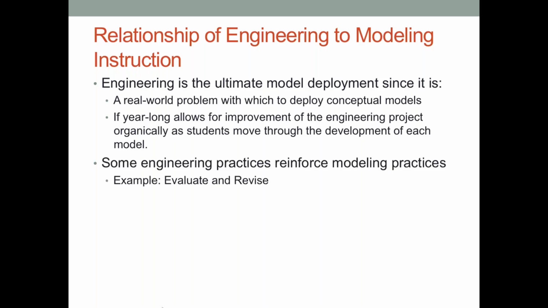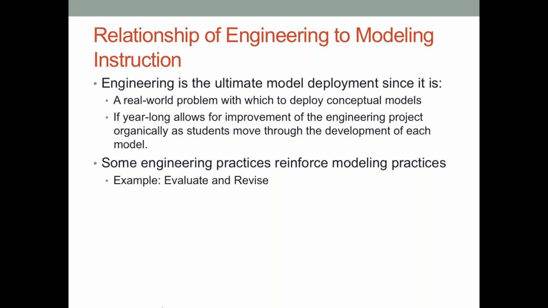Yeah. And the other thing is that a lot of the engineering practices, not all of them, but a lot of them, reinforce modeling practices. An example is evaluating and revising. They're evaluating solutions and revising their solutions, but when we are developing models, we also need to evaluate the models and have students revise these models. This idea of iterative practice, that it's not a one and done, is something that the more reinforcement students get in, the better.